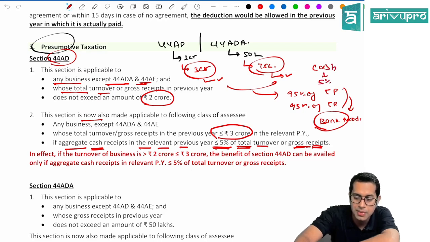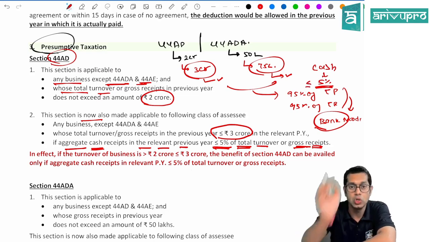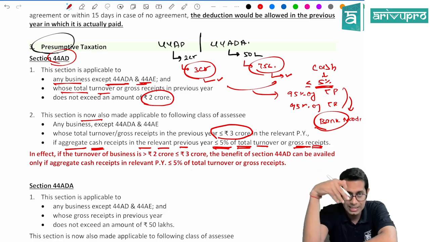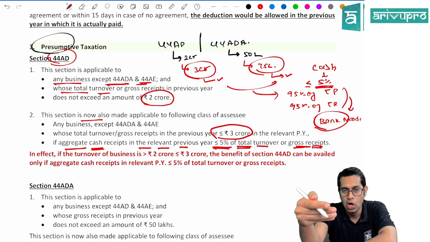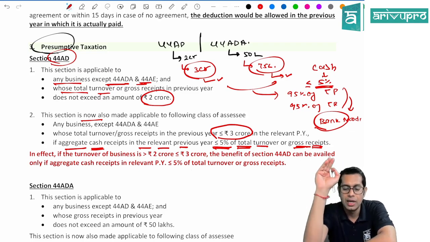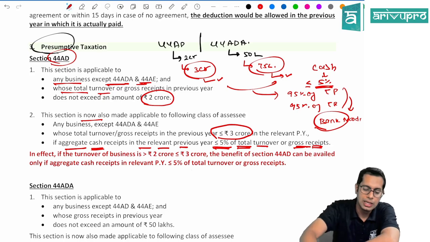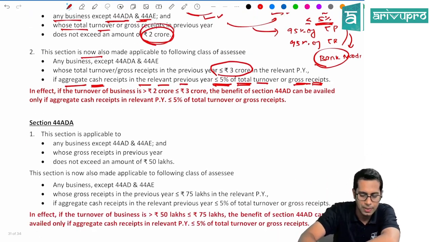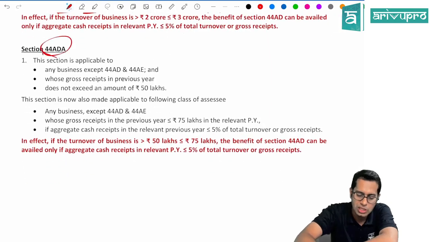How much, sir? Maximum 5%. It can be less than or equal to 5%. So if your total turnover, whatever sales you have made, for that the money which you have received, if 5% of that money is received in cash, no problem. If it is more than 5%, there is a problem. Then for you the limit of 2 crores will be applicable. Similarly, in case of profession, this limit is up to 75 lakhs.